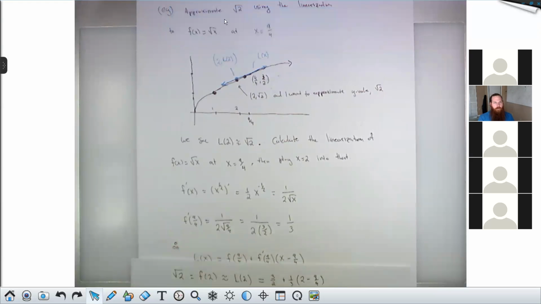Approximate root 2 using the linearization of the square root function at this nearby value. So L of x is the tangent line at 9/4 comma square root 9/4. Right. And how do we know it's square root 9/4? Oh, we just plug into the function. Yeah, because the function is square root x. So L of x is just the tangent line at the specified base point.